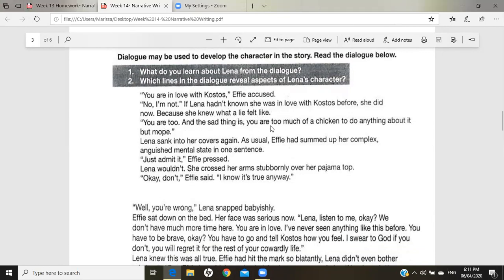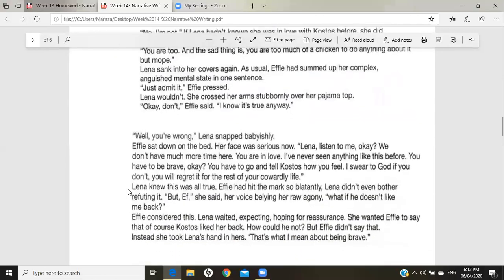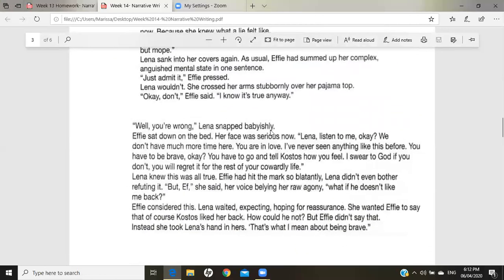And the sad thing is, you are too much of a chicken to do anything about it but mope. Lena sank into her covers again. As usual, Effie had summed up her complex, anguished mental state in one sentence. Just admit it, Effie pressed. Lena wouldn't. She crossed her arms stubbornly over her pajama top. Okay, don't, Effie said. I know it's true anyway. Well, you're wrong, Lena snapped babyishly.